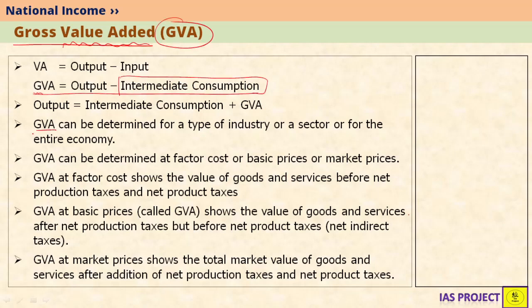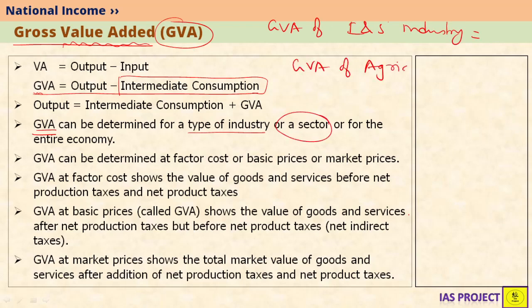GVA can be determined for any type of industry. For example, you can say the GVA of the iron and steel industry is this much, or you can determine GVA for a particular sector also. You can say the GVA of the agriculture sector in India is this much. It means that in the agriculture sector, so and so gross value is being added. Similarly, you can also calculate GVA for the entire economy. Value added by the entire economy is the GVA of the economy.